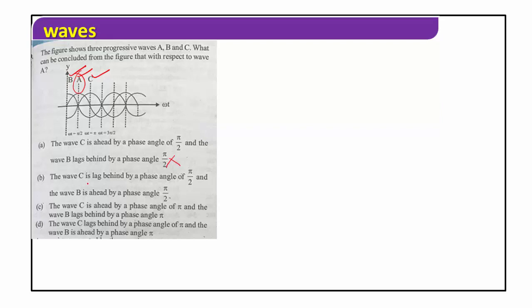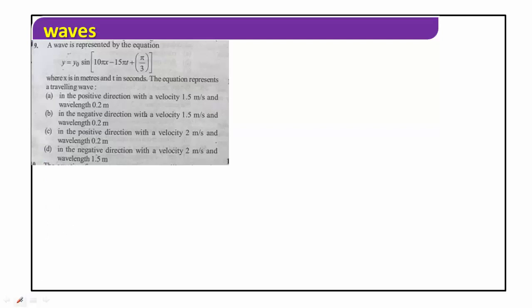And option B: the wave C is lag. What does lag mean? There are two words, ahead and lag. You will learn this in the alternating current topic. Lag behind, ahead. The wave C lags behind by the phase angle of 5π/2 and wave B is ahead by a phase angle of 5π/2. This is the right answer for this question.